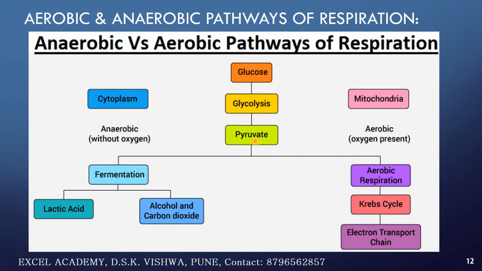Now once we are at the pyruvate stage or pyruvic acid stage, in mitochondria aerobic respiration takes place in the presence of oxygen, right, through Krebs cycle and electron transport chain, which produces ATPs. Or in the cytoplasm where there is no oxygen, anaerobic respiration takes place. So after pyruvate we have fermentation, and we get end product as lactic acid, usually in muscle cells of animals, and alcohol and carbon dioxide as the end product in case of plants, right?